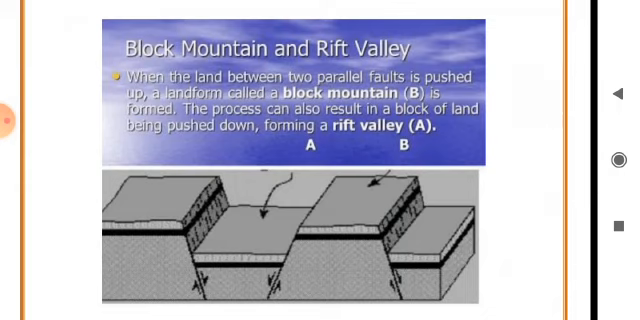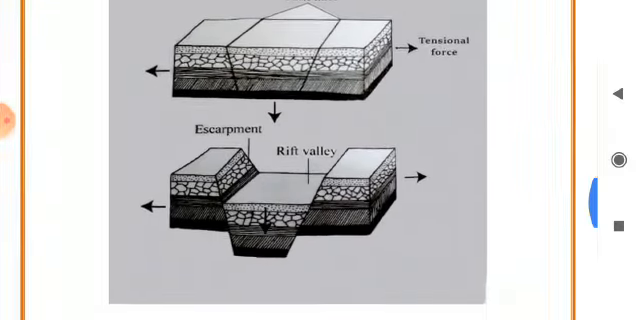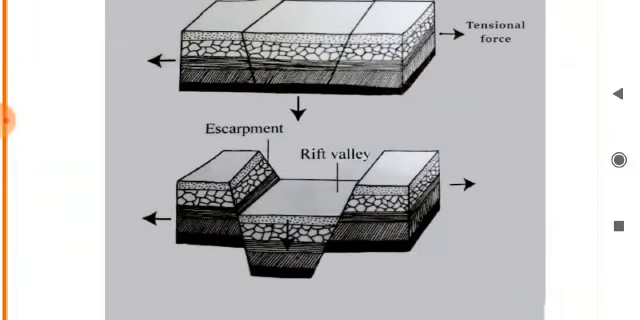Just follow the diagram, block mountain and rift valley. When the land between two parallel faults is pushed up, a landform called a block mountain is formed, and the process can also result in a block of land being pushed down, forming a rift valley. Just follow the rift valley.